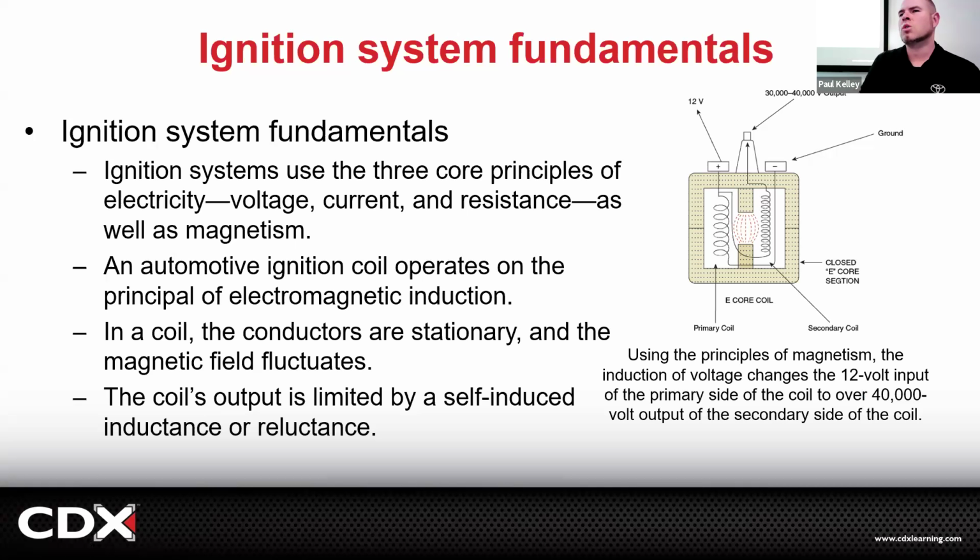So how do you turn 12 volts into 40,000 volts? Well, everything comes with a cost. I wish it was like money, where you could take $12 and run it into this machine and it'll spit out 40,000. That'd be nice. But like anything, there's a cost, right?